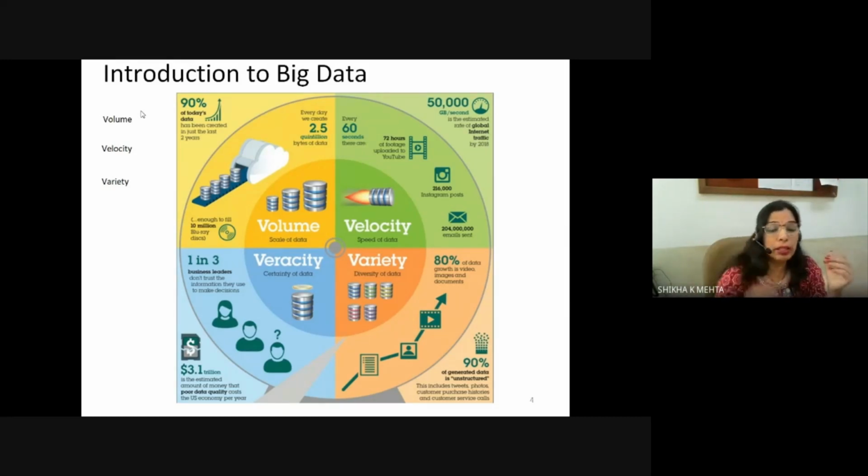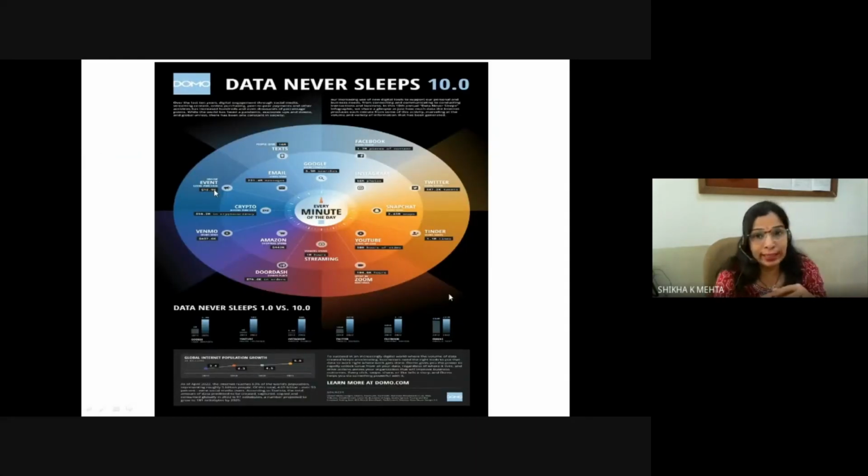Every year Domo gives all these statistics. This is the 10th version of the statistics, "Data Never Sleeps." That means 24/7 data is being generated. Here you can see how much data is generated in just 60 seconds. On Twitter, people are tweeting 347,000 tweets per minute. On Google, 5.9 million searches are performed within 60 seconds.